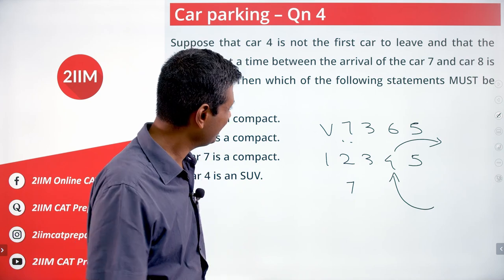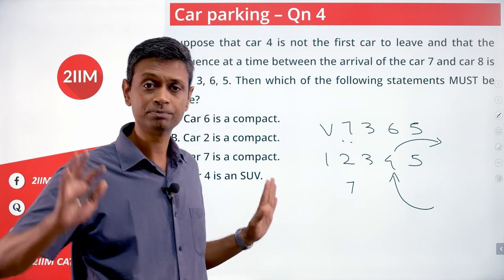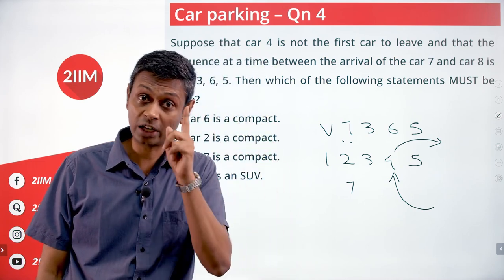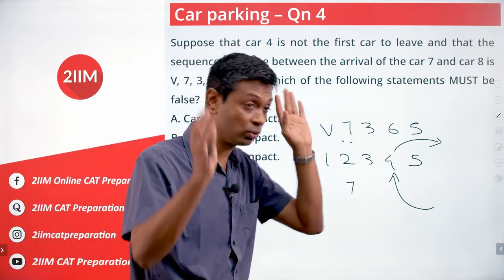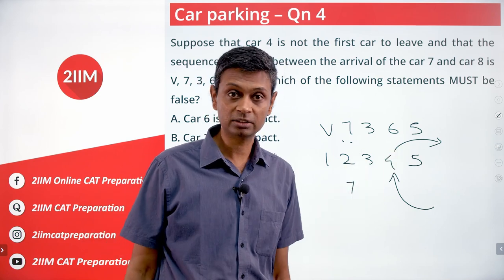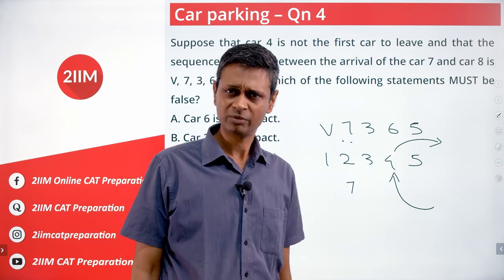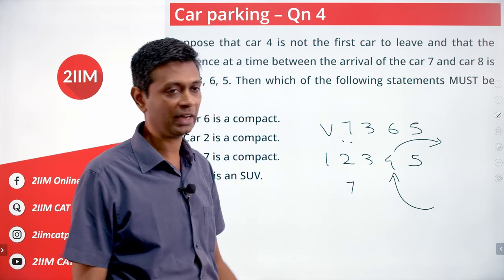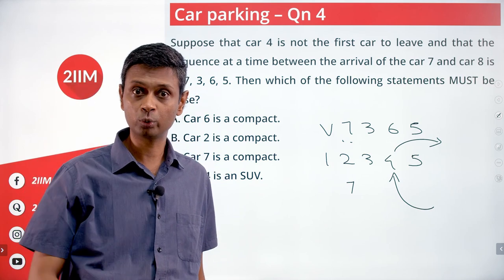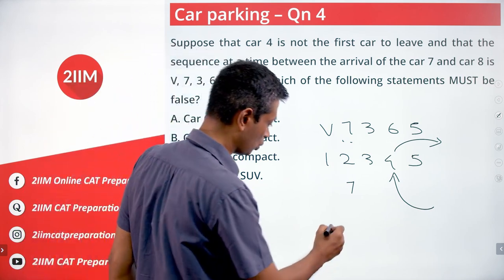So what can we have? We definitely have 1, 2 and 4 leaving. And 1 leaving last. So we now need to imagine a scenario where 2 is leaving before 4. But still, 6 not taking that slot. When can that happen? 2 being a compact car and 4 being an SUV and 6 being an SUV. So, I'm going to imagine that now.